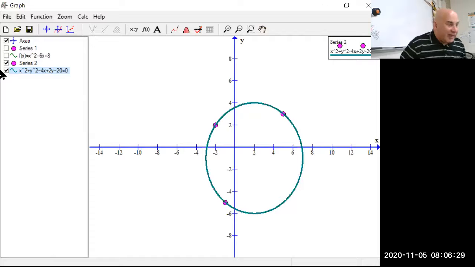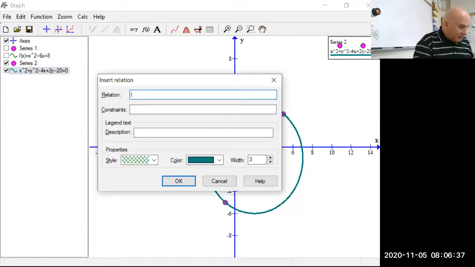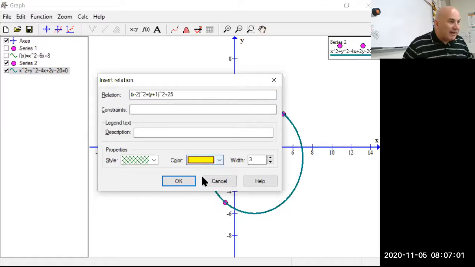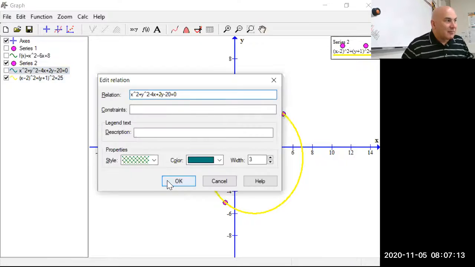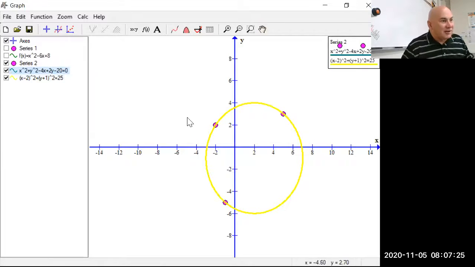If you want to see that that standard form is the same circle, let's insert a relation here, and let's say x minus 2 quantity squared plus y plus 1 quantity squared equals 25. And we need to do this in a different color. We'll do it in bright yellow. So as soon as I activate that, it should be the same as this circle. And it is. Why is it doing that? I should just be able to turn it off, turn it on. Oh, the yellow one is covering the teal one.